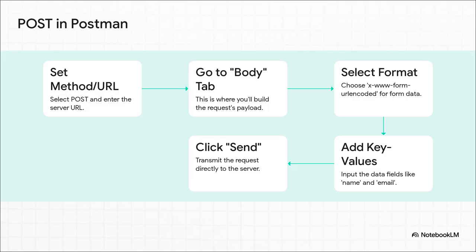So let's say we want to test our feedback endpoint without the form. In Postman, it's super easy. First, you set the method to POST. You paste in the URL to your server, then you go to the body tab, you pick the right format, which for our form is x-www-form-urlencoded, and you just add the same key-value pairs the form would have sent. You click send, and that's it. You've just perfectly simulated a browser submission.